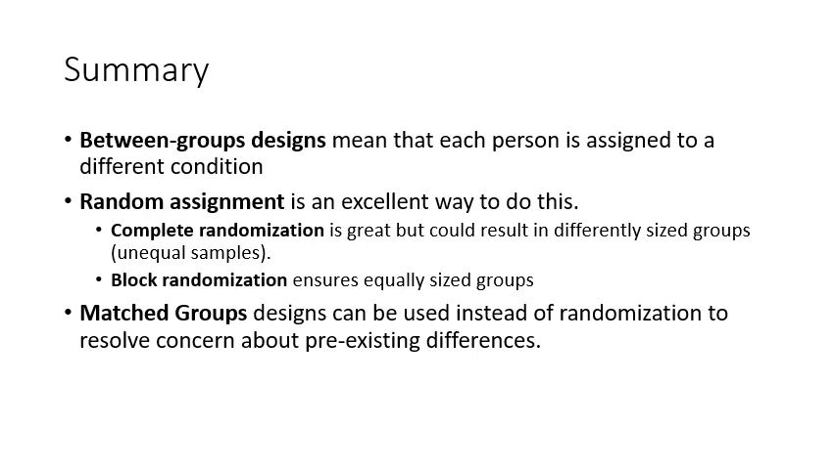So in summary, between groups designs mean that each person is assigned to a different condition. Random assignment is an excellent way to do this. We can use complete randomization, but there might be a concern about differently sized groups. Or we could use block randomization to achieve equally sized groups. Matched groups designs can be used instead of randomization to resolve concern about pre-existing differences.